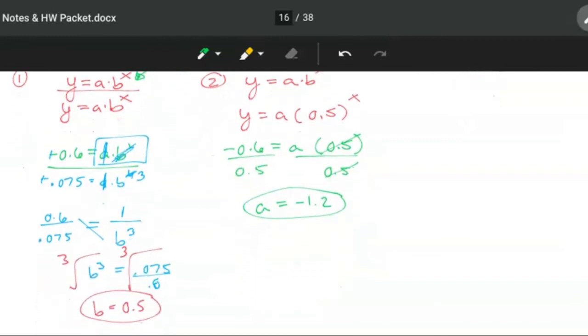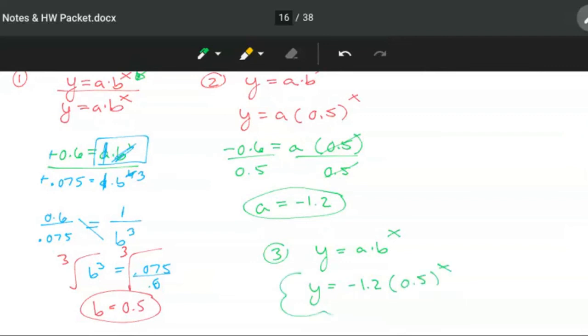So now we have our a and our b. So the very last step, we are looking for an exponential function in this form y equals a times b to the x. A is negative 1.2, b was 0.5. So this right here is our final answer.